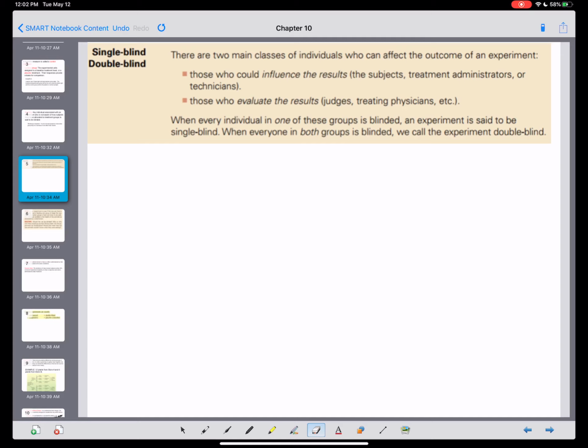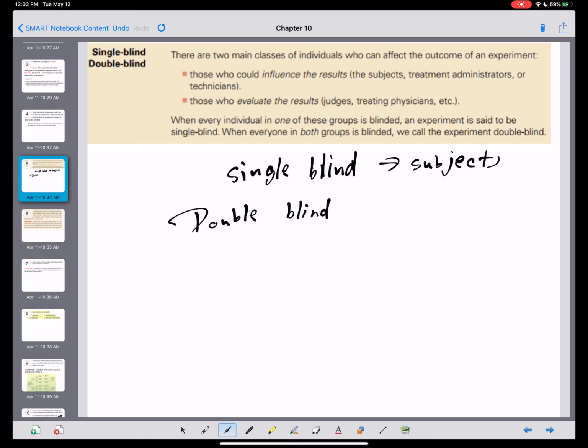Single blind versus double blind. There are two main classes. A single blind applies to the subjects, like the subjects don't know. A double blind is both the subject and the administrator. So in a double blind, not only do the subjects not know, but the administrators don't know.